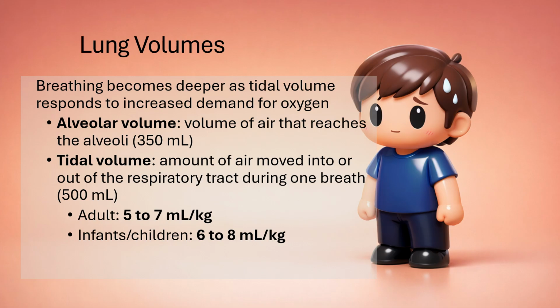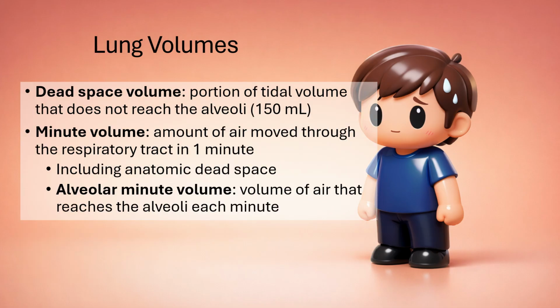Of that 500, about 350 of it will get to the alveoli, and that's called the alveolar volume. And then that 150 that would be left, that's your dead airspace. The dead airspace is going to be about 150. So our lungs have a capacity for like 6 liters, and we move 500 around at a time. Only 350 of that actually gets down to the alveoli. And then we just have a little bit here.